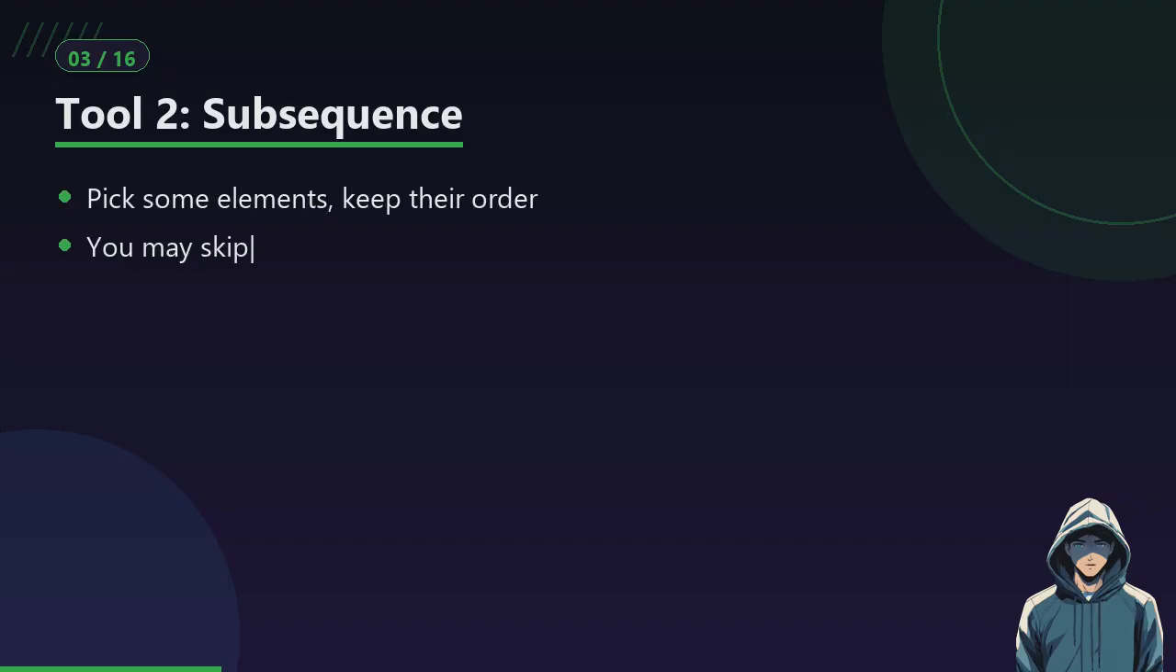Second tool, a subsequence. Imagine highlighting some words in a sentence. You can skip words, but you never reorder them. From the array 1, 2, 3, you could pick just 1 and 3. That is a subsequence. Disjoint subsequences simply means two highlighters that never touch the same word.